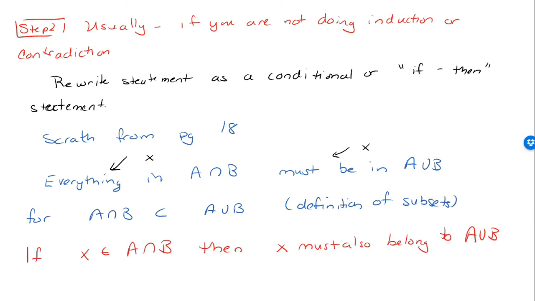So if I want to write that as a conditional statement, the way I write that is, if I take any x in A intersect B, then that x must also belong to A union B. So now I've rewritten this as a conditional statement.